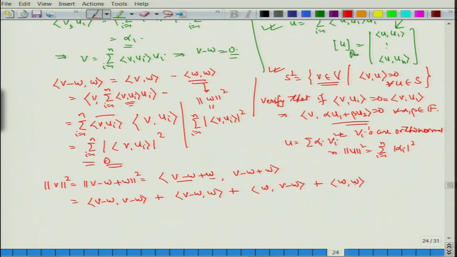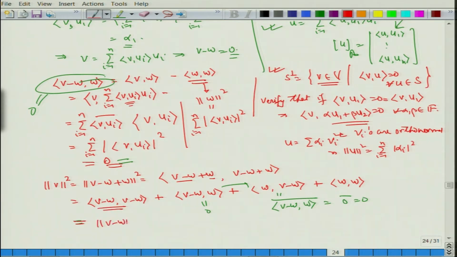All right. We just showed that this is 0. All right. This is 0. Therefore, this part is 0, and this is nothing but V minus W whole bar, which will be equal to 0 bar, which will be 0. So these two cross product terms are 0. So what I'm left with is norm of V minus W whole square plus norm of W square. So this is what we have, the Pythagoras theorem.